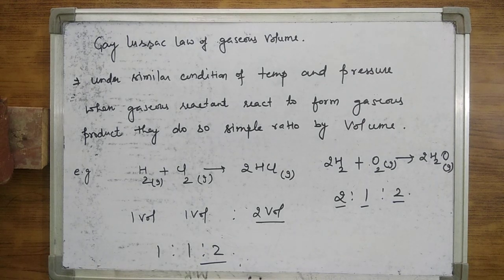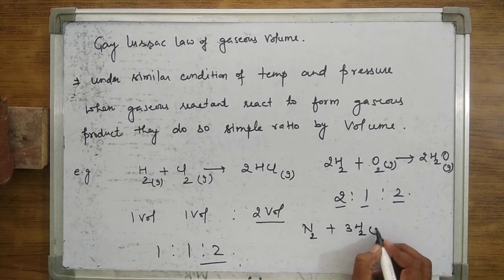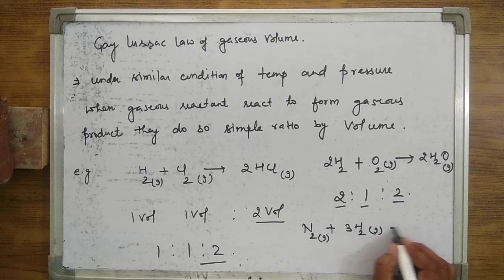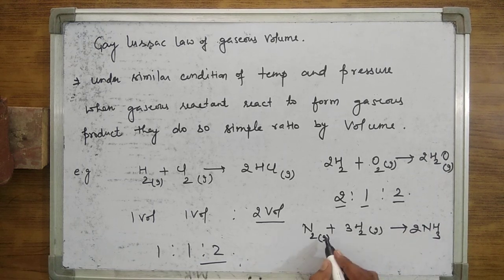I can prove with another example. Take nitrogen reacting with hydrogen gas and it gives ammonia. 1 volume of nitrogen reacts with 3 volumes of hydrogen and gives 2 volumes of ammonia. Again this is the simple ratio by volume. Students, this is the law of gaseous volume that we completed today.